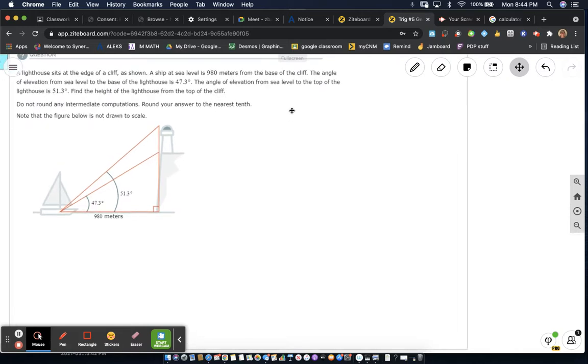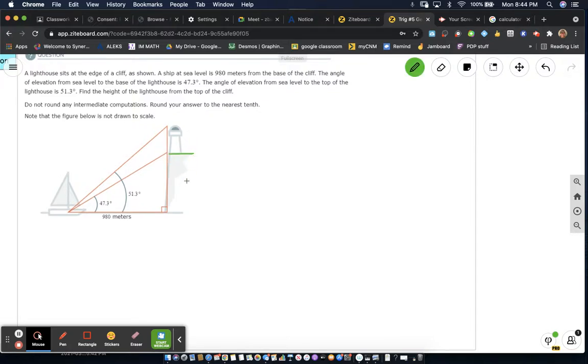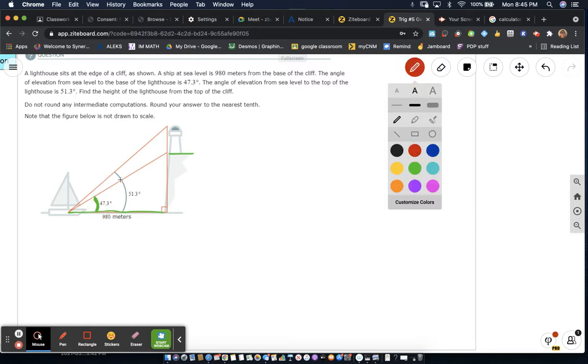Really what you need to do is separate these triangles and it will help you, I promise. It's telling you this lighthouse is sitting on the edge of a cliff. Here's the cliff. A ship at sea is 980 meters from the base of the cliff. So this is where the ship is, and this is all ocean in here. The angle of elevation from sea level to the base of the lighthouse is 47.3 degrees. This arc is going to be really important because that's 47.3. The bigger arc is the angle of elevation to the top.